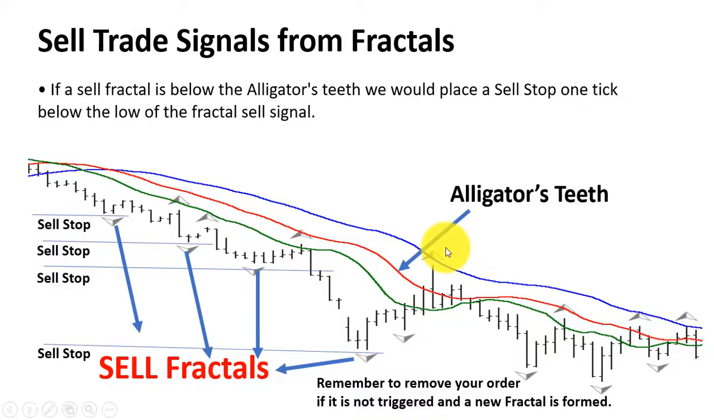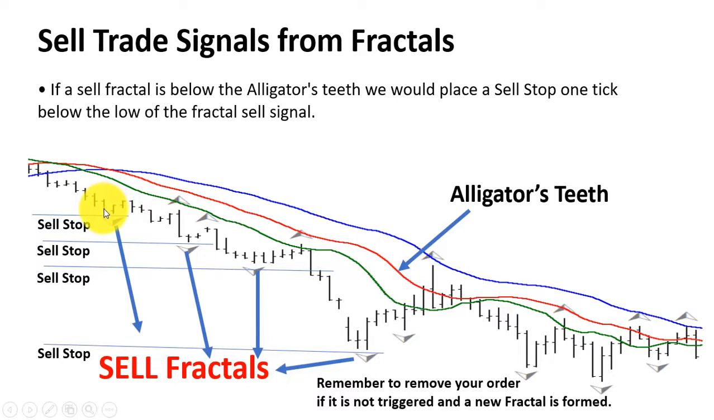So this is a sell trade signal. These are the examples. If a sell fractal is formed below the alligator teeth, the down one is the sell fractal, and the one pointing up is the buy fractal. So we're looking at a sell fractal below the alligator teeth. Here we have one. What you do is set a sell stop one tick below the low of the fractal.